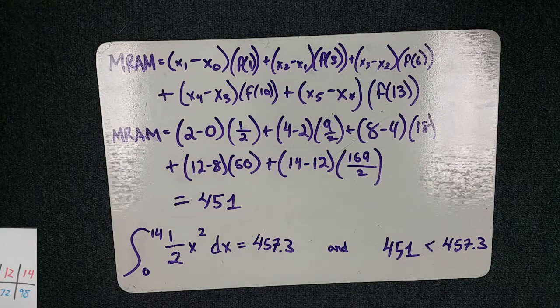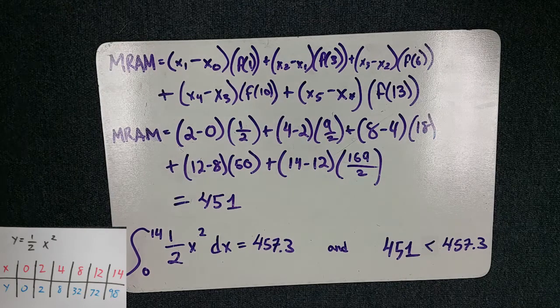Using the original x values for the base and the new y values for the height, you can find the area of each rectangle. After adding each of the areas, we get a total area of 451, which is slightly less than the actual area of 457.3. This particular MRAM is an under-approximation, but it is helpful to remember that MRAM typically yields a more accurate estimate than either LRAM or RRAM.